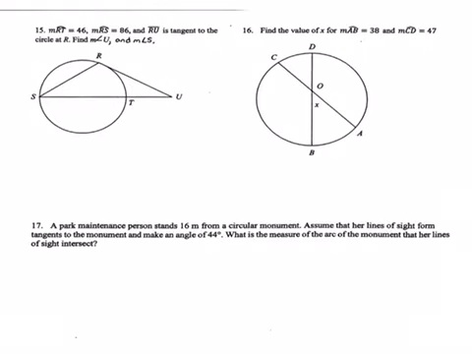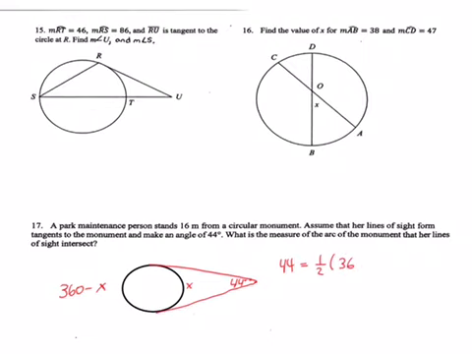Question 17. A park maintenance person stands 16 meters from a circular monument. Assume that her line of sight from the tangents of the monument make an angle of 44 degrees. So we've got a 44 degree angle. What is the measure of the arc of the monument that her lines intersect? So they're looking for this measurement, but remember the rest of the circle, this is one of those 360 minus X problems. So we should be able to set this up as the outer angle, 44, equals 1/2 the difference of the two arcs.